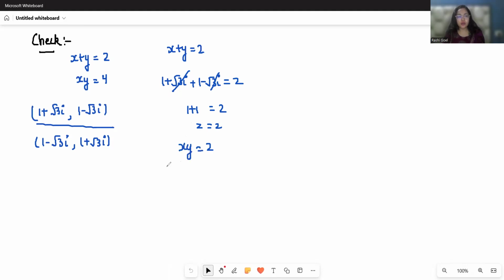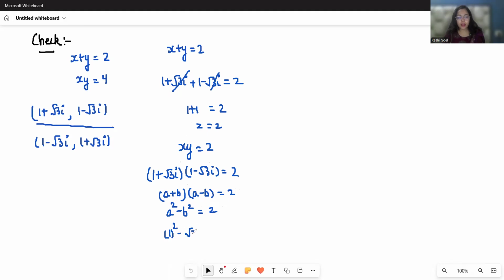Now to check with equation number 2. So x is 1 plus root 3 iota times 1 minus root 3 iota equal to. So here I am going to use the identity a plus b times a minus b, where a is 1 and b is root 3 iota. So it becomes a square minus b square. So 1 square minus root 3 iota square equal to 1 square is 1 minus root 3 is 3 and iota square is minus 1. So it becomes 3 times minus 1 equal to, so 1 minus minus is plus 3 equal to, sorry, this is equals to 4 here.